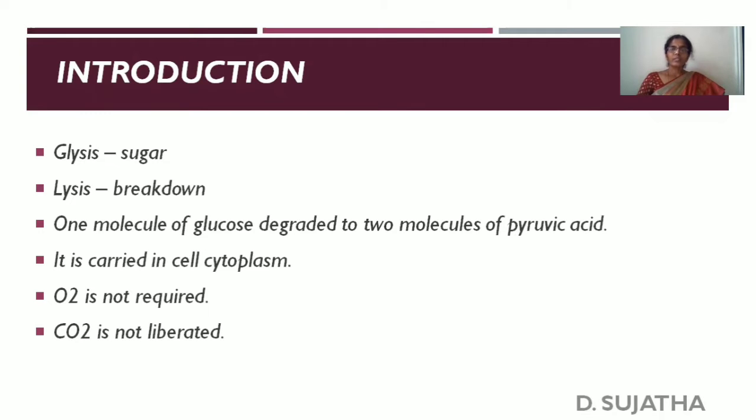In this glycolysis pathway, one molecule of glucose is degraded into two molecules of pyruvic acid. This pathway is present in both aerobic and anaerobic respiration. It takes place in the cytoplasm. In this pathway, there is no utilization of oxygen and no liberation of carbon dioxide. At the end of glycolysis, 2 NADH plus H plus and 2 ATP are formed.